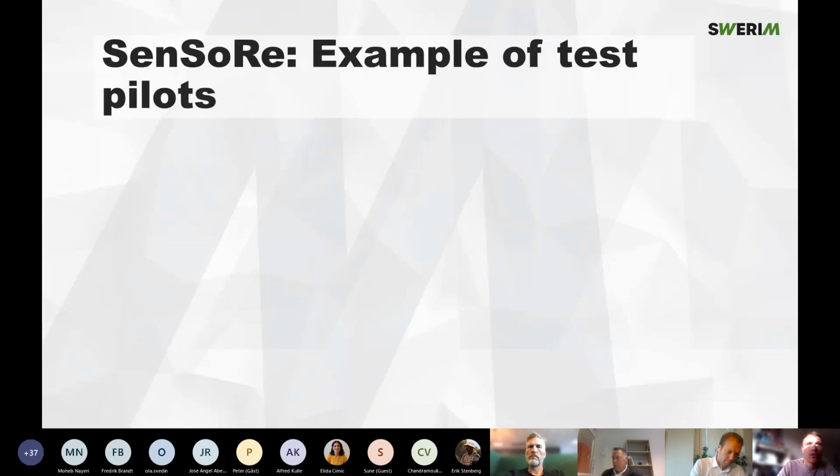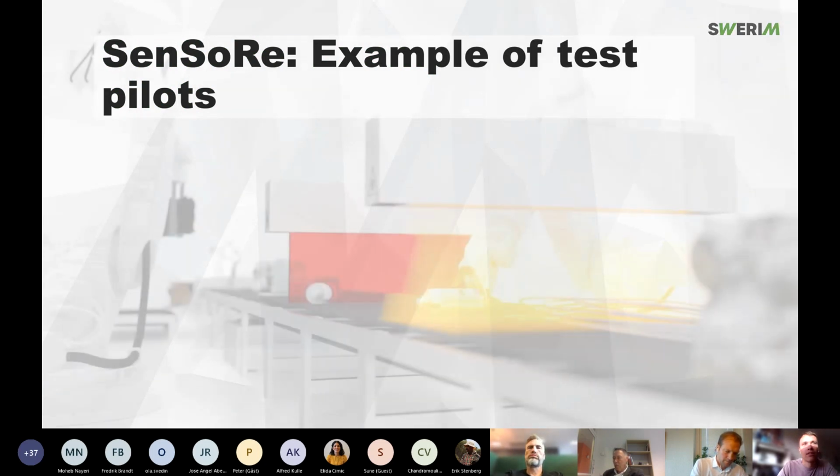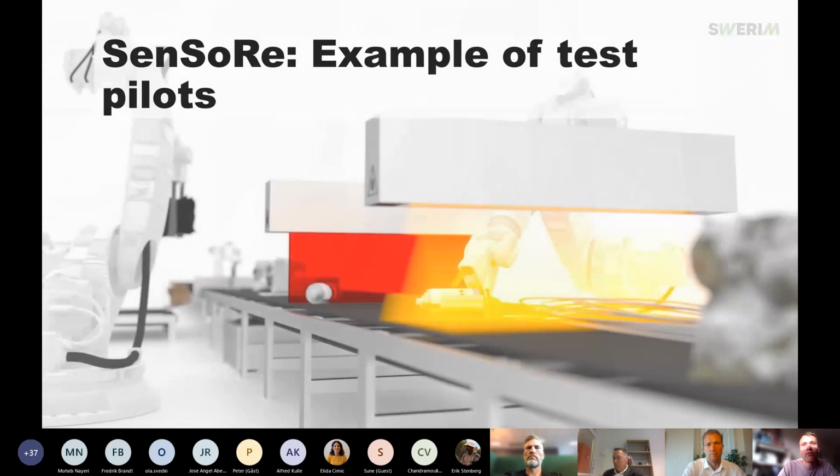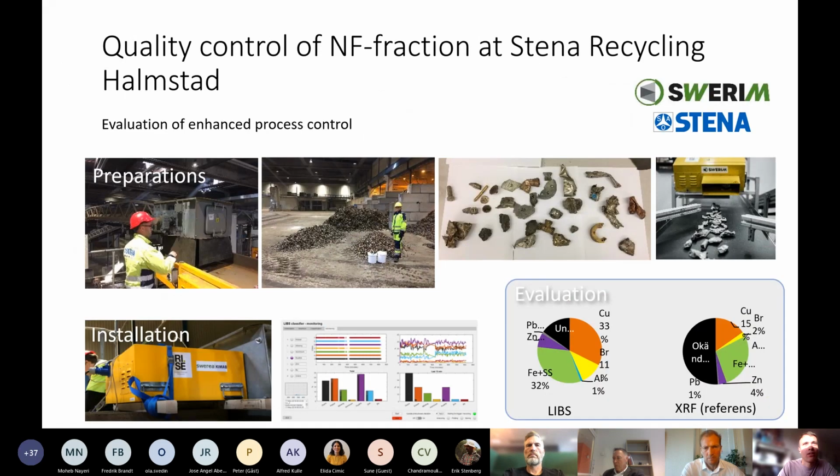Okay, so in this project we have done some different test pilots to be able to show the strengths of this community. One of them is where we evaluated LIBS as a possibility for quality control of different waste streams here at Stena Recycling in Halmstad. So this is a typical way of how we work. We go there for preparations and see how the situation looks.